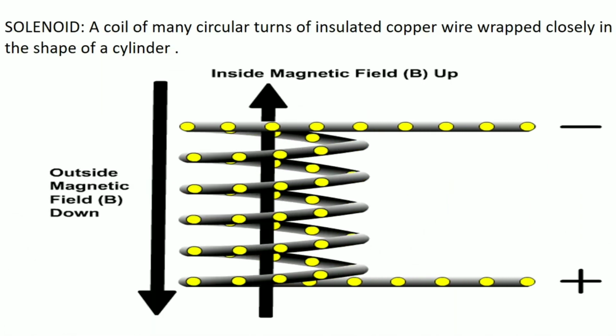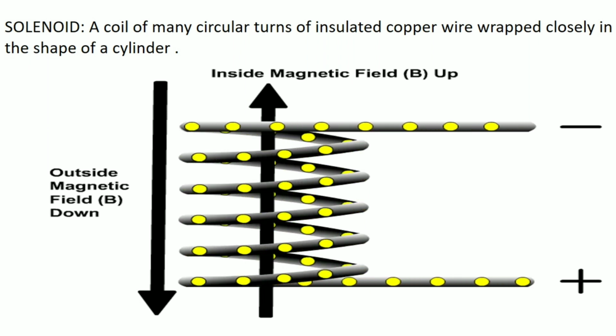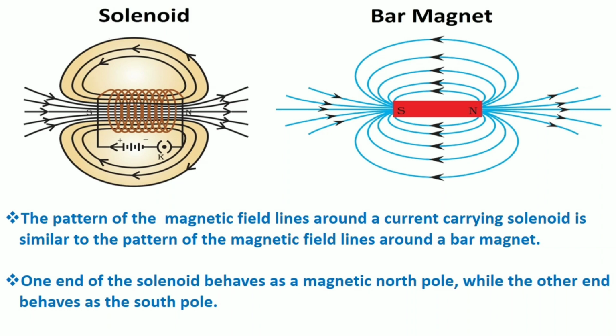A coil of many circular turns of insulated copper wire wrapped closely in the shape of a cylinder is called a solenoid. Comparing the magnetic field lines of a solenoid with that of a bar magnet, the pattern of the magnetic field lines around a current-carrying solenoid is similar to the pattern around a bar magnet. One end of the solenoid behaves as a magnetic north pole while the other end behaves as a south pole.